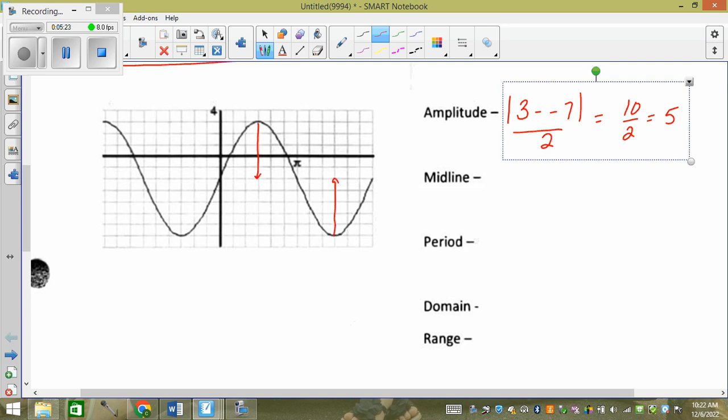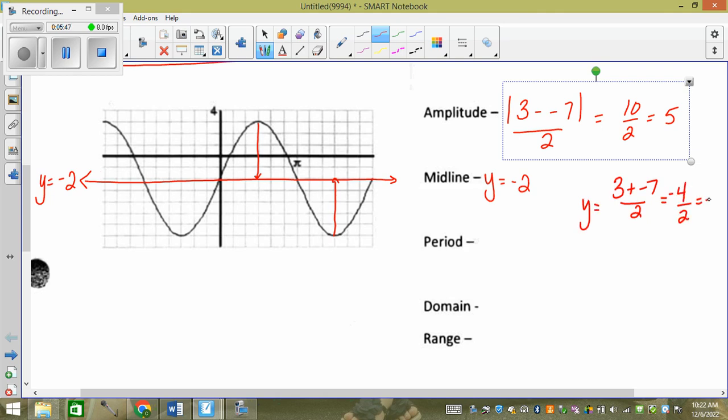And where are they meeting at? Y equals -2, which is my midline. If you don't remember that method, you can remember the formula, which is max plus min divided by 2, which is -4 divided by 2, which is -2. Same answer. We agree? Okay.